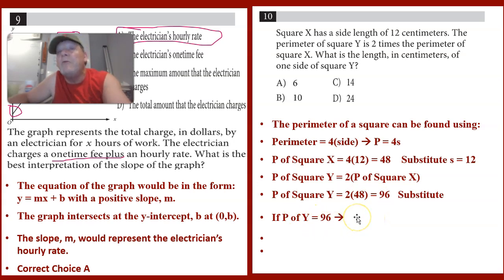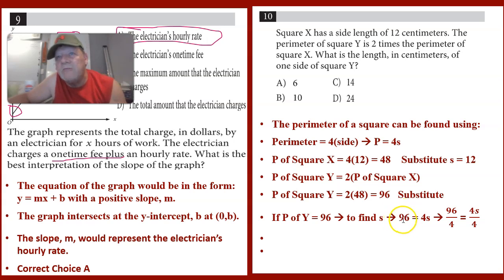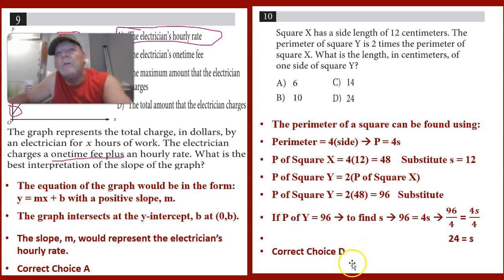So if the perimeter of Y is 96, to find S, you're just going to take 96 equals 4S, divide the 96 by 4, and the 4S by 4. So I just take and divide the left by 4, the right by 4. These 4's cancel, and 96 divided by 4 is 24. So that'd be choice D. Hopefully you're able to get these 2 right. We got one more.